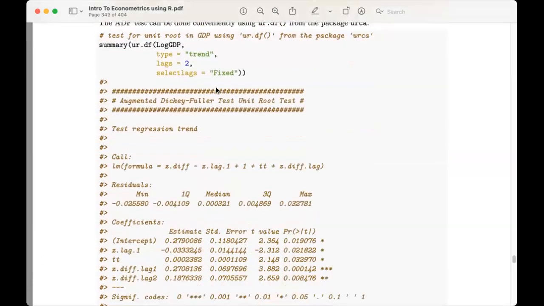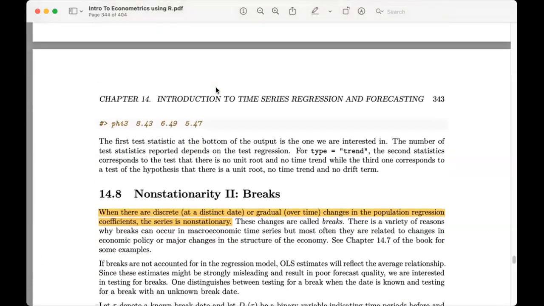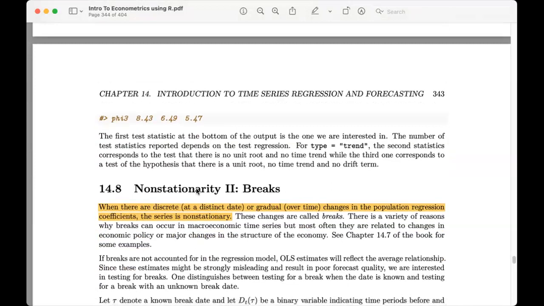So here we have non-stationarity, or breaks. The first case we looked at was when we have trends. Now we look at breaks. When there are discrete dates or gradual changes over time in the population regression coefficient, the series is non-stationary. These changes are called breaks.